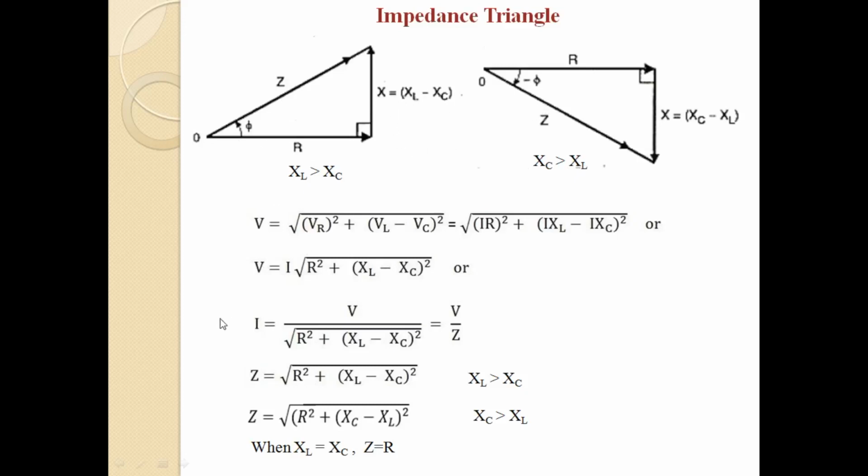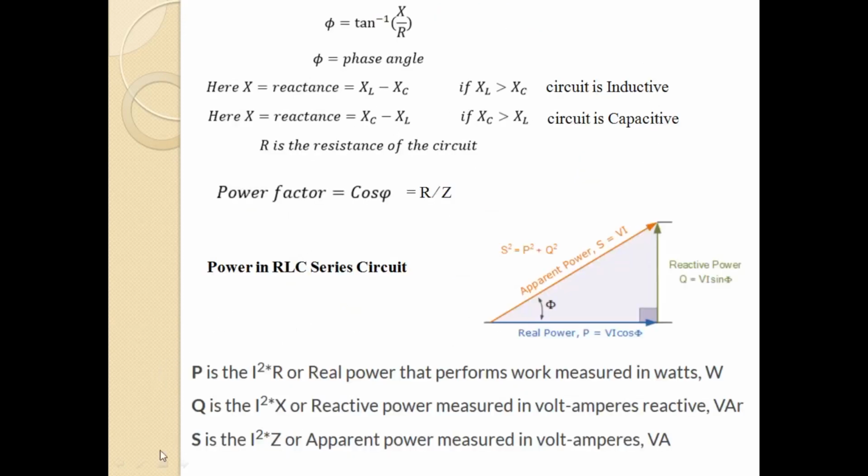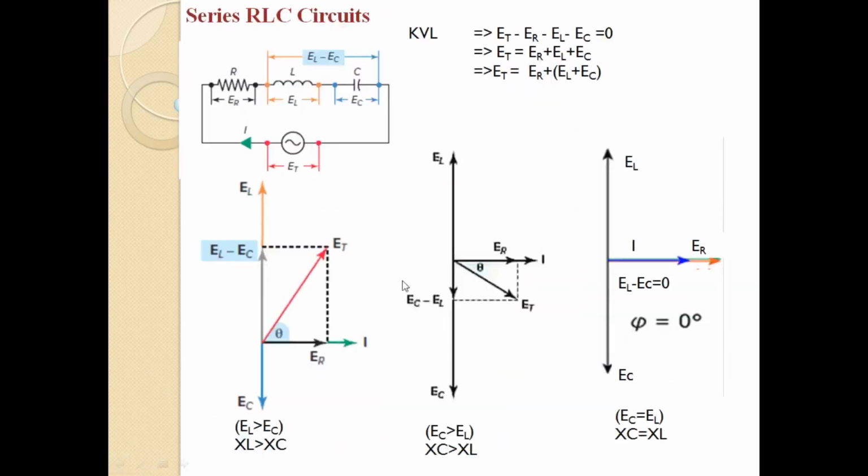Here from the previous slide you can see that if you scale up, this is the case when XL is greater than XC. So this is the resultant phasor diagram.